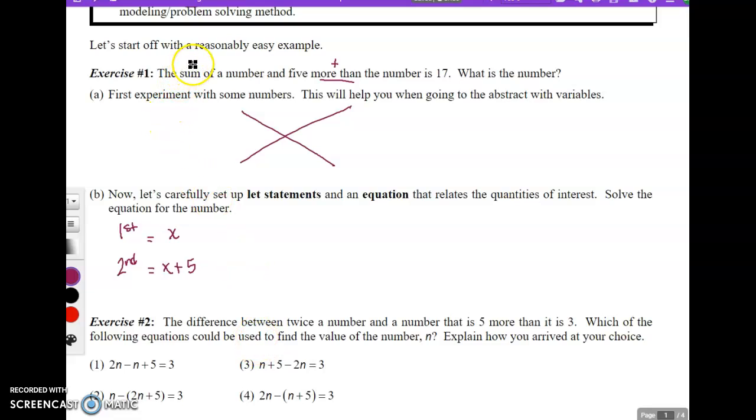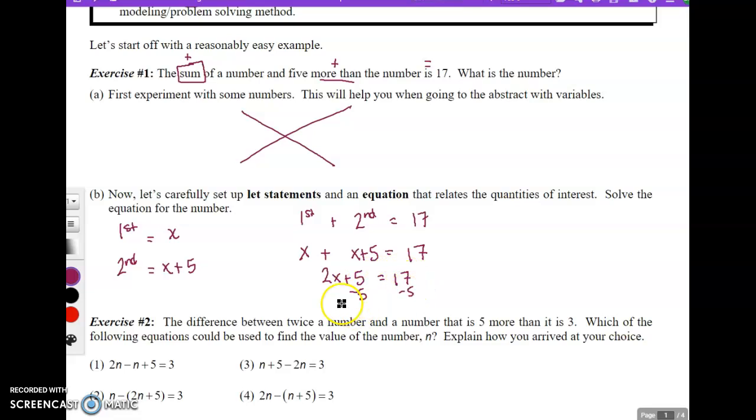All right, our key word here is sum. What does sum mean to do? It means to add. So that means we take the two numbers and add them together. So the first number plus the second number will equal 17, because is means equals 17. So the first number is x, the second number is x plus 5, and it equals 17. Oh, that looks like an equation we can solve. Combine your terms. 2x plus 5 equals 17.